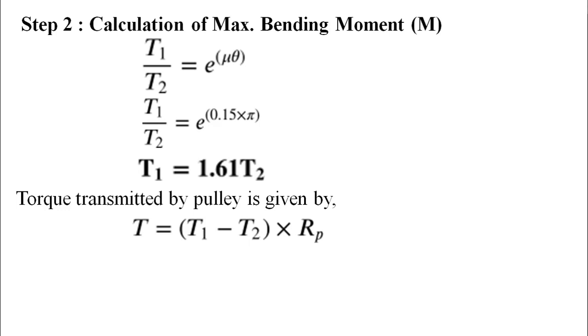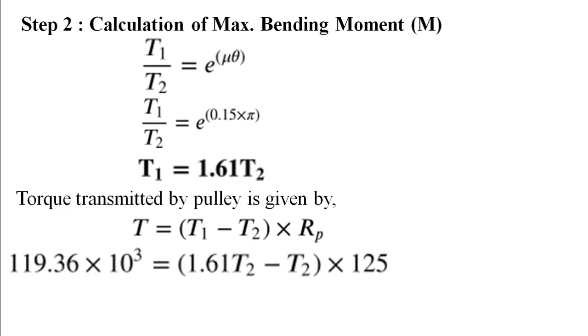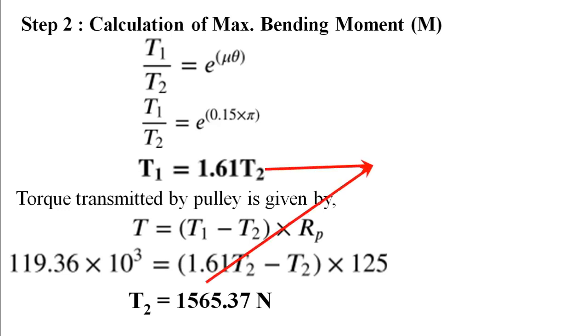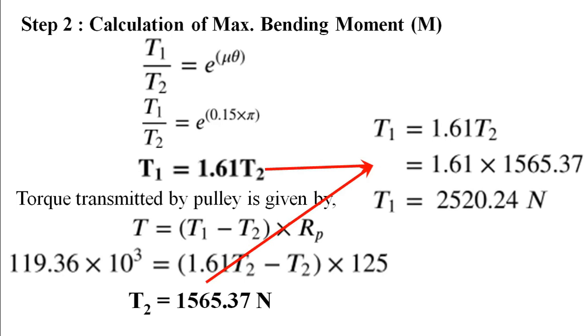By putting the value of T1 in terms of T2, we will get the equation as 119.36 into 10 raised to 3 is equal to bracket 1.61 T2 minus T2 bracket complete into 125. From that, we can calculate the term T2. We will get the answer as tension in slack side is equal to 1565.37. From both the equations, we can calculate the tension in tight side T1.